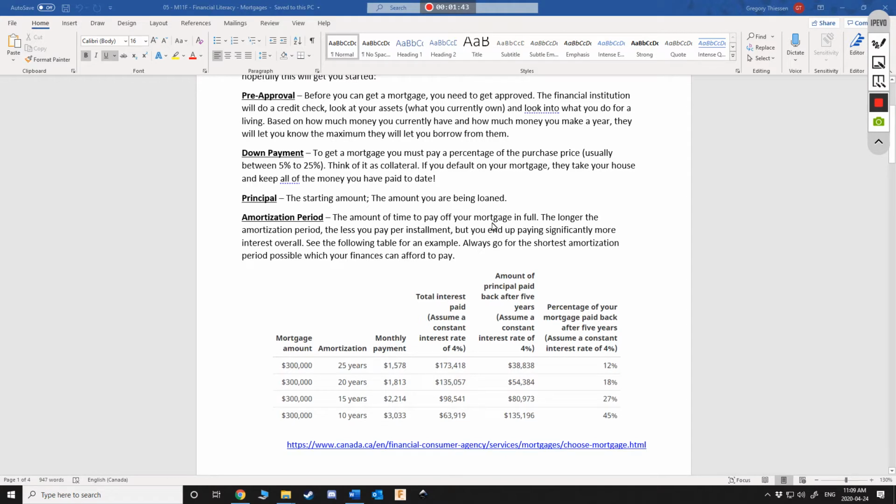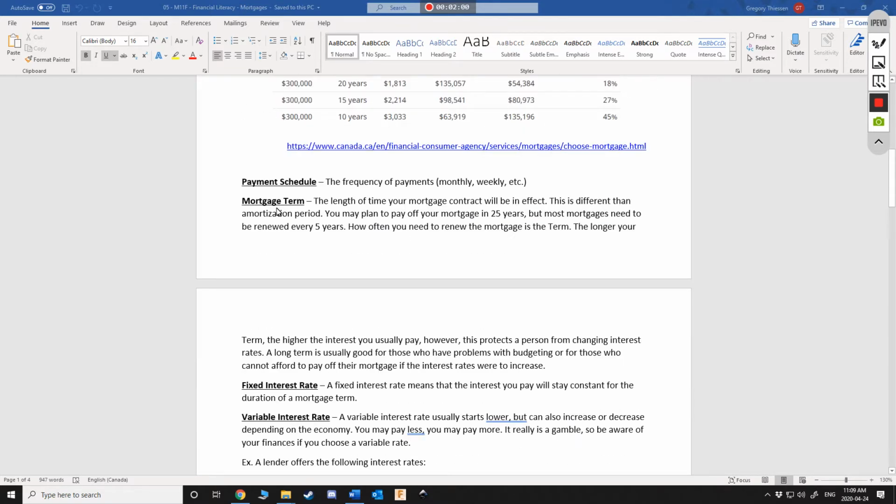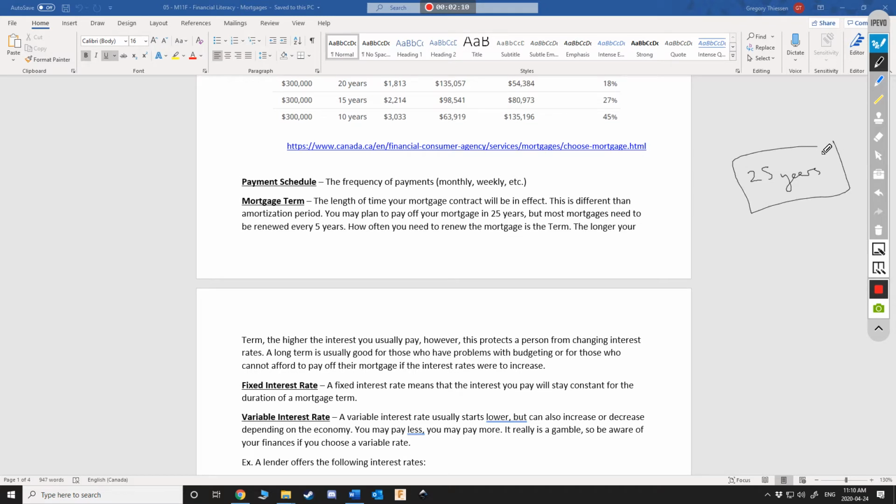Amortization period is basically the amount of time you're going to take to pay off your mortgage in full. Things that get a little confusing with mortgages are the different time periods. First, the amortization period is the total length of your mortgage. However, there's another term called the mortgage term, which is a period of time. So let's say we have an amortization period of 25 years. That's saying you're going to pay off your mortgage in 25 years. But usually they say, okay, you're going to have to choose a mortgage term, and that's usually less than 25 years.